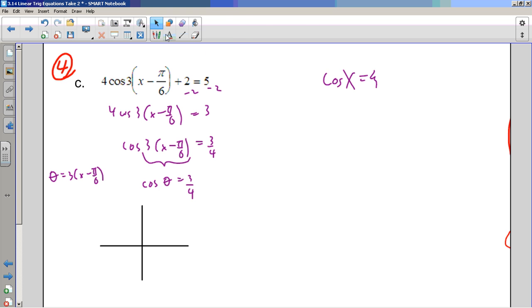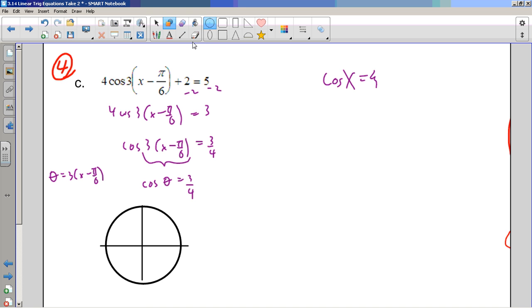How do we set it up? Well, diagram. And there's a couple of tools I have to get a good diagram here. One is the CAST rule. Where is the cosine positive? The cosine is positive in the first and fourth quadrant, and that's fine.